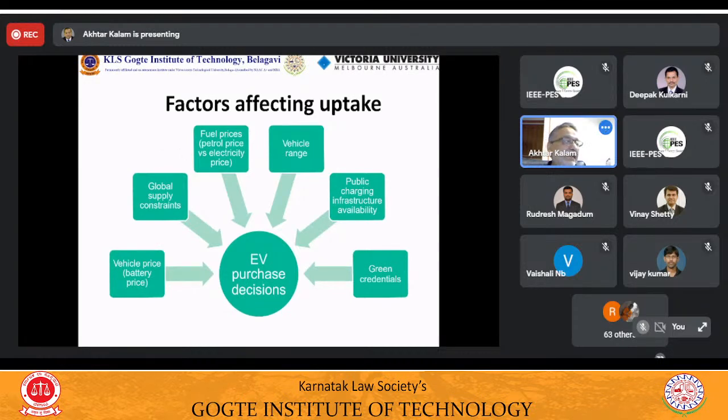You hear that there are so many shortfalls because of fossil fuels and the impact on petrol and diesel.